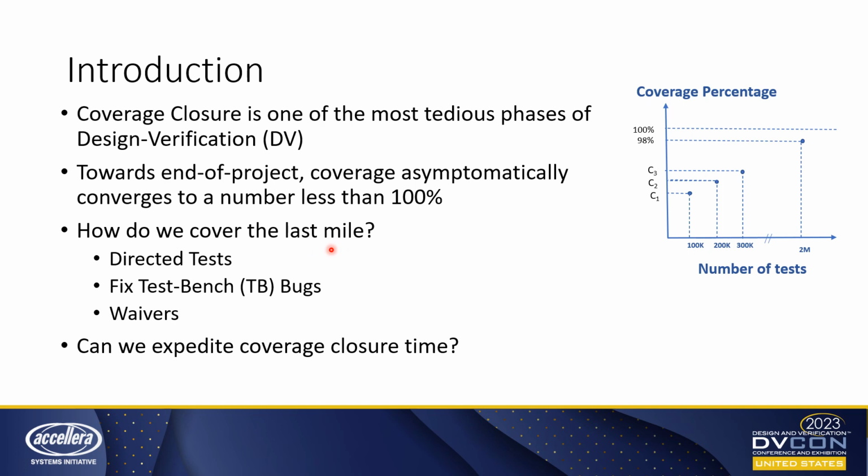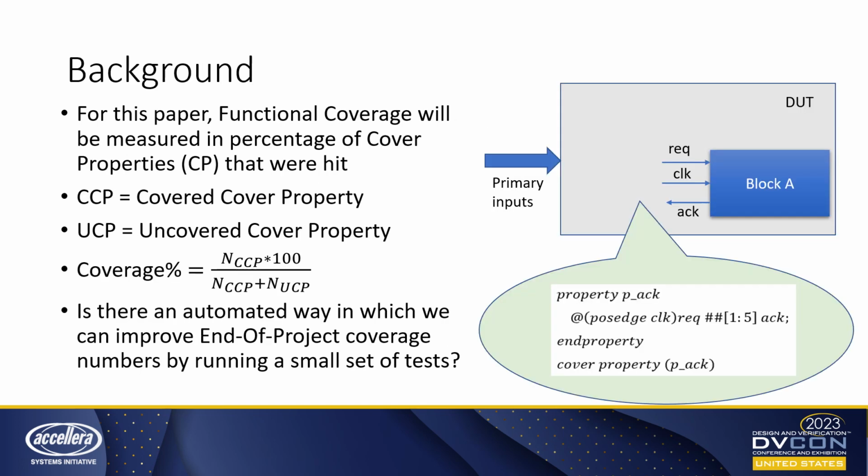The typical approach involves writing and running directed tests. We fix testbench bugs, and oftentimes we waive coverage conditions which are deemed less risky. The question we want to ask is: can we move towards a faster and more automated coverage closure? For this paper, whenever we talk about coverage closure, we mean functional coverage, which is measured as the percentage of cover properties that were hit.